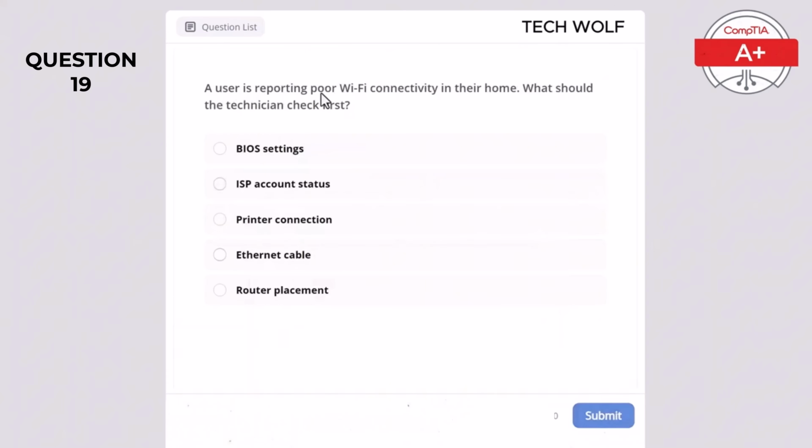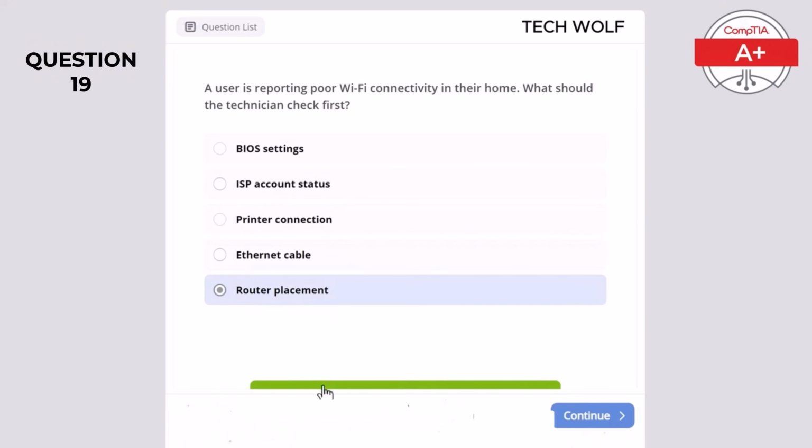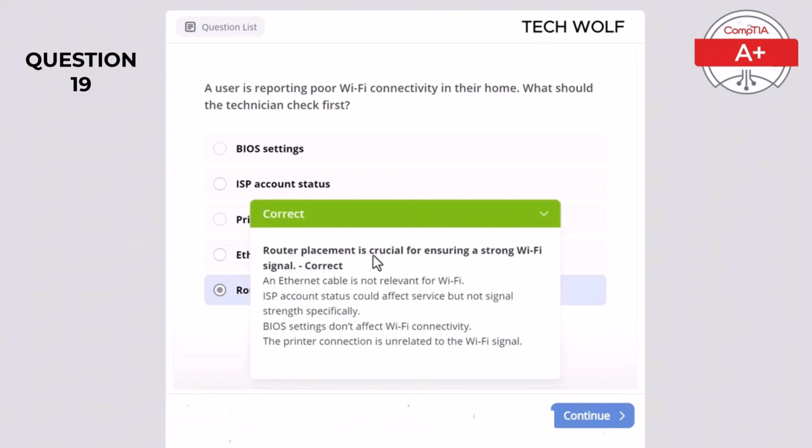And question number 19. A user is reporting poor Wi-Fi connectivity in their home. What should the technician check first? BIOS settings, ISP account status, printer connection, Ethernet cable, or router placement. Router placement, as router placement is crucial for ensuring a strong Wi-Fi signal.